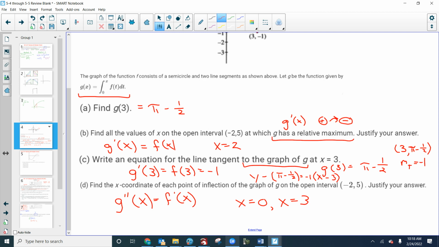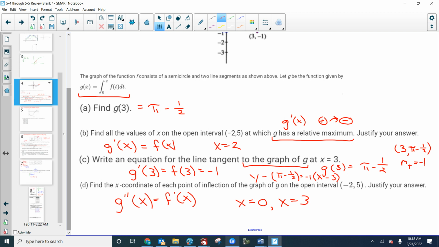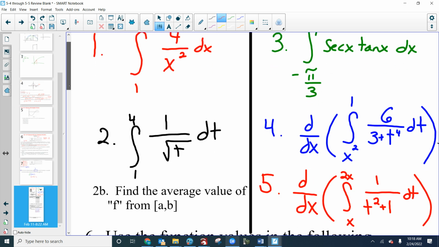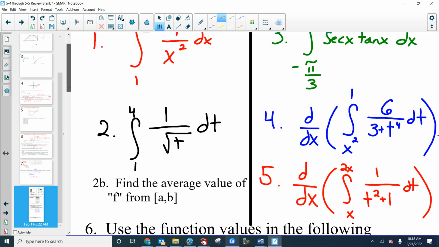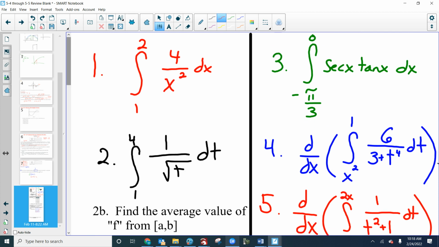All right. You were also asked to do a portion of the review. That portion being, I believe, 1 through 3 or 1 through 4? 1 through 4. All right. Number 1, you need to be able to take this antiderivative by hand. What do you need to do first?